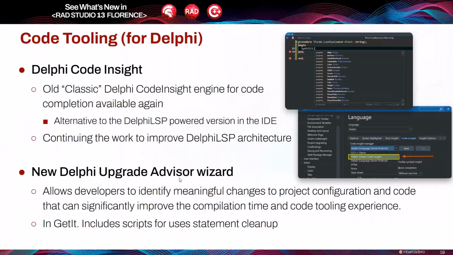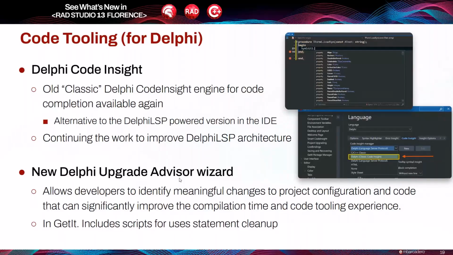But in the meantime, we've brought back the classic code insight, because in some scenarios, usually with legacy code that maybe doesn't follow very modern patterns, it works better. So we brought it back, and now you can choose. Of course, by default, we're still activating Delphi LSP. But if you're having a lot of issues with Delphi LSP and your code, maybe it's worth analyzing this path.